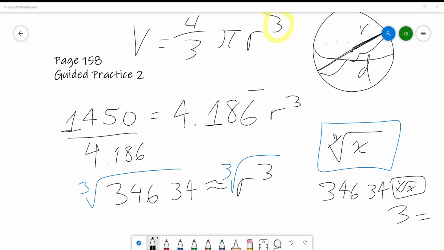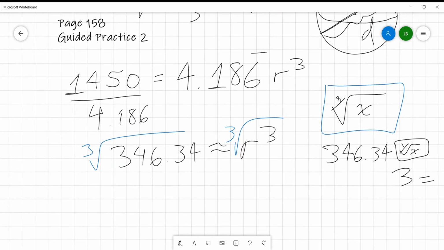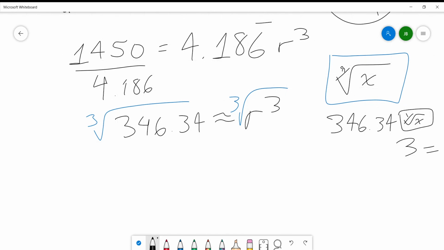Actually, it's very possible that my calculator somewhere has that feature on it, which is fine. Either way works, because they mean the same thing. So I'm going to raise that to the power of 1 divided by 3, close parentheses, equals 7.0226 and some change. So 7 centimeters was the answer, rounded to the nearest centimeter.